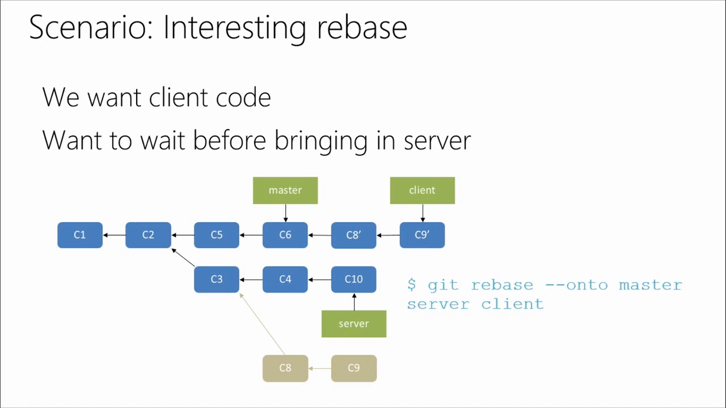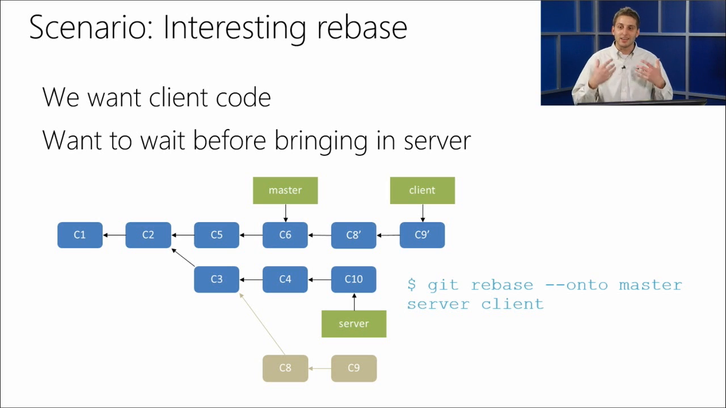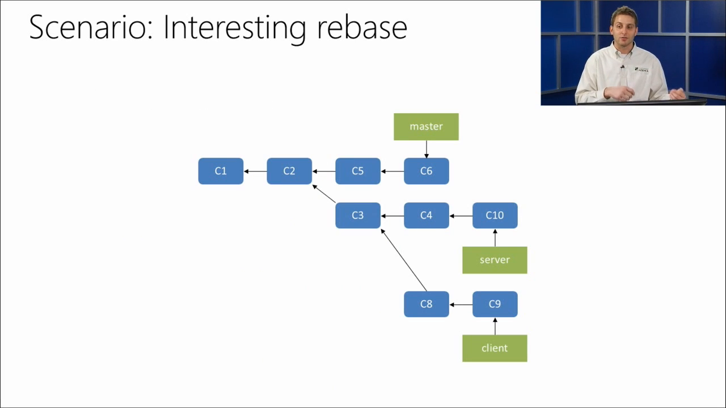Why do we need to say server in here? We say server because we don't want to pick up any of the server changes. We only want to apply client onto master. Since client was based off of server, we want to find the common ancestor on server prior to taking the diffs all the way off master. So we put master server client so that it finds the first historical ancestor between client and server before finding those diffs and replaying them on top of master.